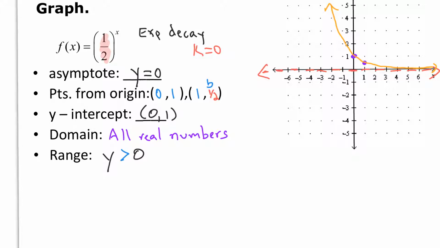All right, guys. So I'm going to stop here. Check out my second video, and that's going to have when you have an a value and the k value. So it is a transformation. We're going to make some change to the parent function. Make sure you look into that.